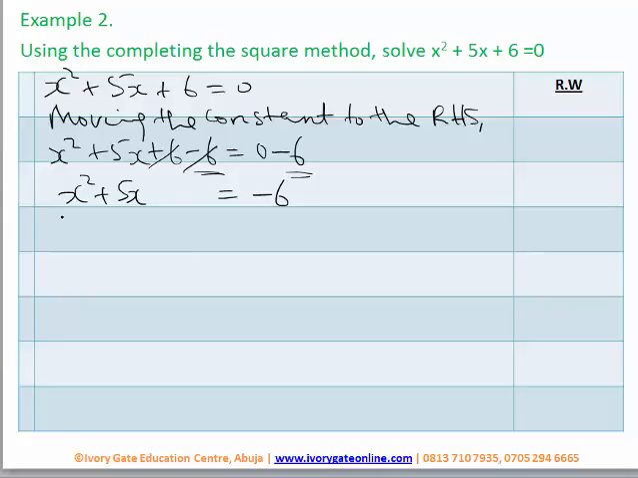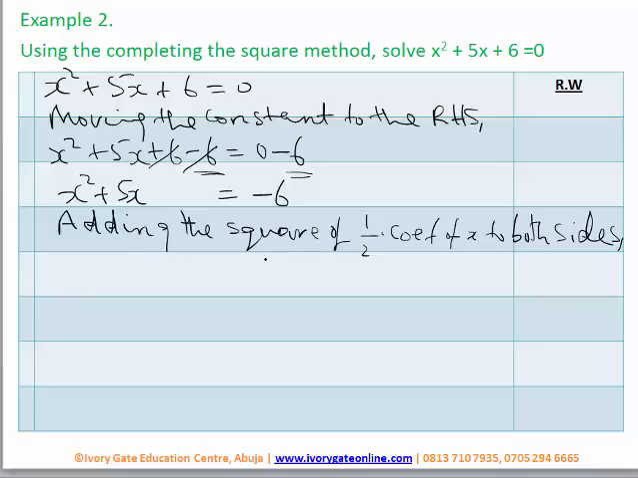Okay, then what's the next thing to do? We are supposed to make the coefficient of x squared unity, but what's the coefficient of x squared? It's already unity, because the coefficient of x squared is 1. Then if that is the case, we'll skip that step and go to the next one. What is it? The next step is to add the square of half coefficient of x to both sides. Adding the square of half coefficient of x to both sides, what do we have? x squared plus 5x plus half, what's the coefficient of x? 5, all raised to power 2 is equal to minus 6 plus half coefficient of x, all raised to power 2.